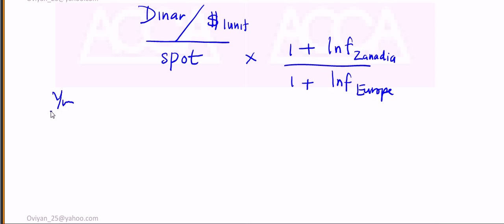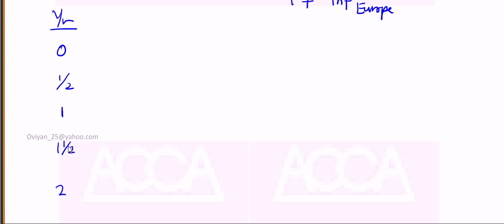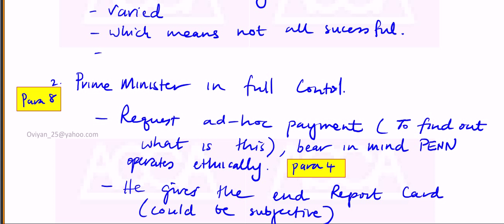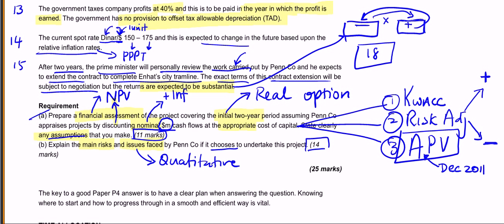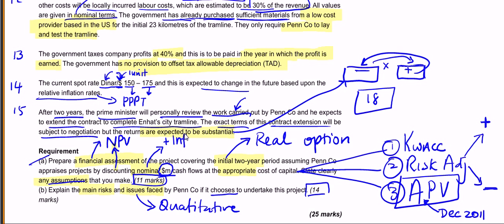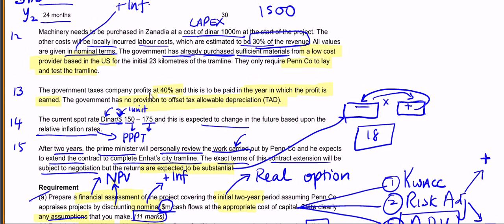Now we are told that we have year 0, then a year half, then year 1, then year 1.5, which is 18 months, and then 24 months, which is year 2. Now we're told that the spot rate is going to be dinar to dollar. Now we have 2 rates. That's a complication here. The 2 rates are 150 and 175. Now you need to know which rate to use. Are you going to receive or are you going to pay?